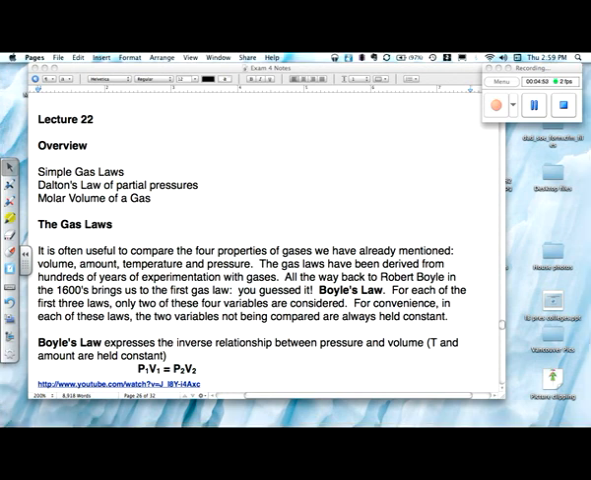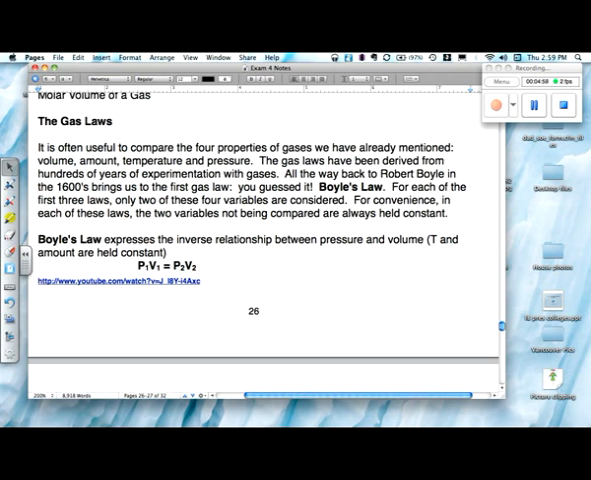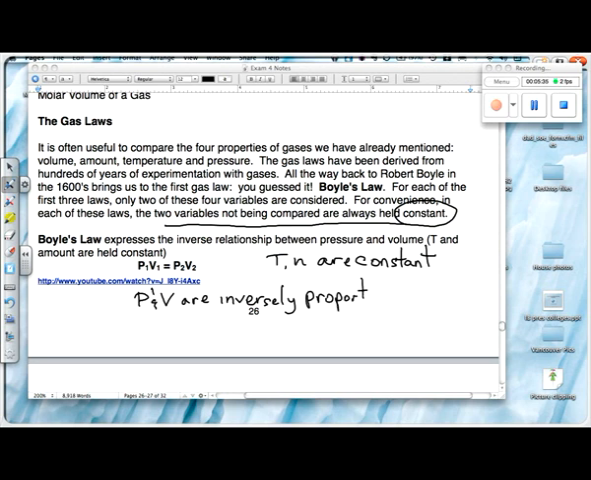For each of these first three laws, only two variables are considered, and that means that the other two that are not being compared in the gas law that we're talking about are held constant. So if we're looking at pressure and volume, then that means temperature and amount are constant. So what Boyle found out in doing experiments was that as the pressure goes up, the volume goes down. These two variables are inversely proportional. So pressure and volume are inversely proportional. And those are the only two out of the four that are inversely proportional. As one goes up, the other one goes down.